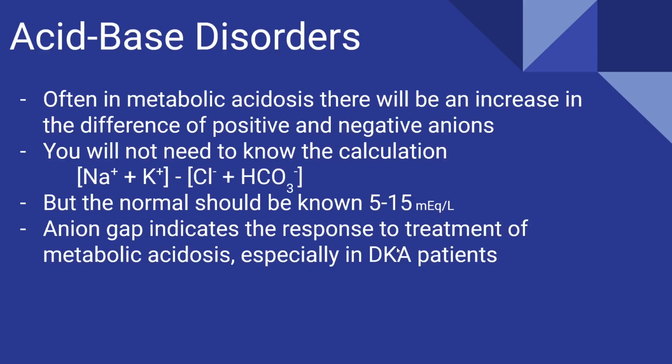But the last thing we talk about in an acid-base disorder is this idea of an anion gap. And those are most often seen in a metabolic acidosis, like in a DKA, where there's a large increase in the difference between positive and negative ions. So you won't have to know the calculation. It's there for you if you want to know how to use that on your unit. But it should normally be below 15, so between 5 and 15. So anything above that, you would say the gap is open, and you would try to correct that.